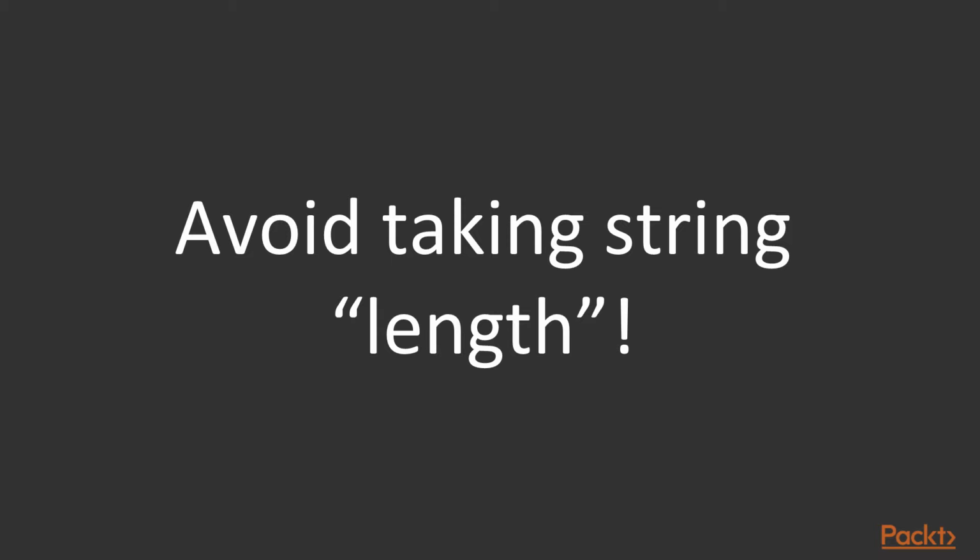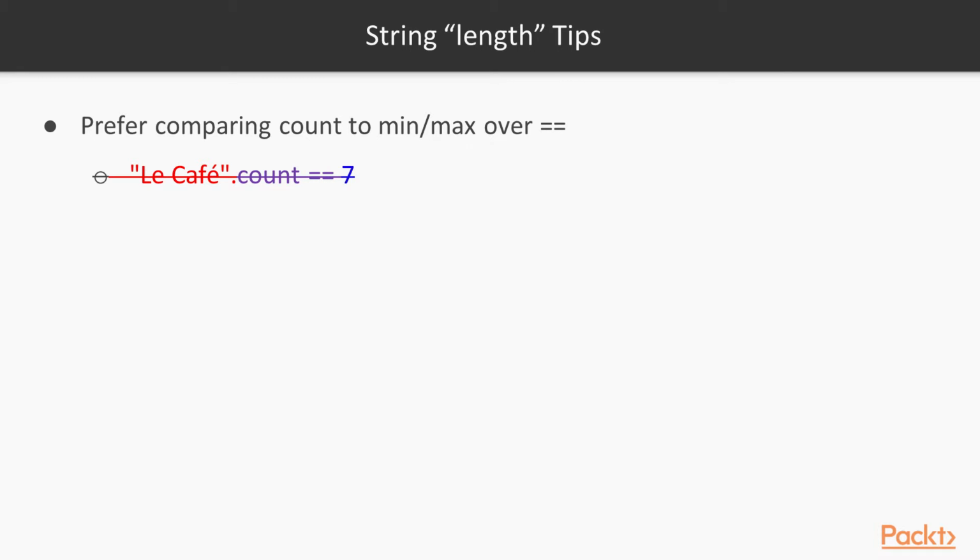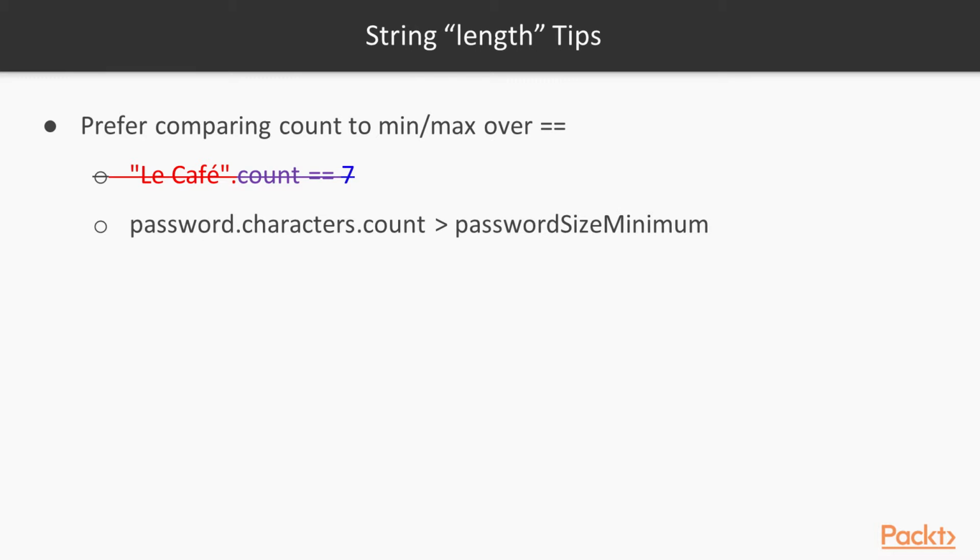Instead, we suggest the following tips. Avoid using the equality operator with count on Swift strings, and instead compare the length to minimums and maximums. Consider being explicit about the view you are working with. A common example would be checking for a minimum password length in some kind of application form. In this case, you might consider using the character view, and you might consider doing this explicitly, since it's the most user-appropriate representation.